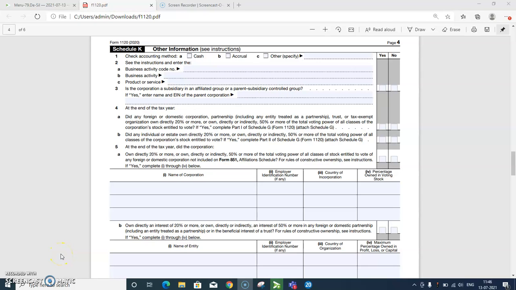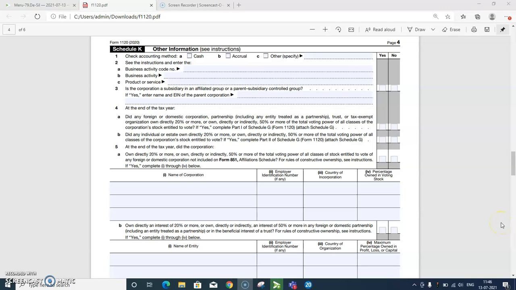Hello everyone. Today we are going to discuss our Schedule K of Form 1120, other information. Question number 1 is about the accounting method, whether it is cash, accrual or other. What type of accounting method you are using for your corporation, please mention there on question number 1.